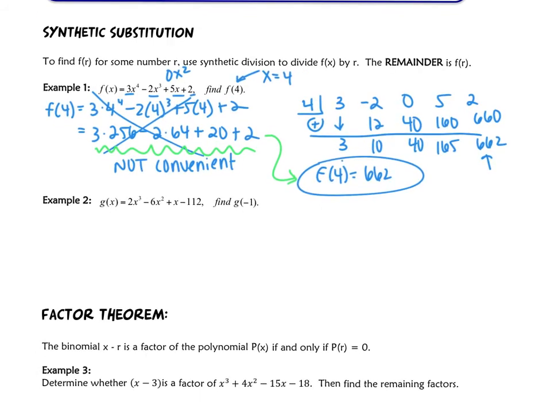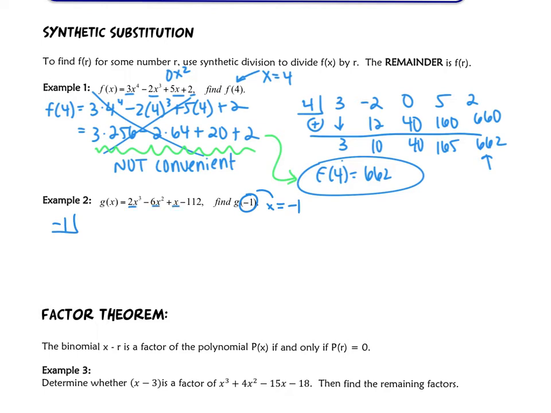Okay, let's do example number 2 together, please. We are finding g of negative 1. Again, that means that x is equal to negative 1. We could plug negative 1 into the equation and find it that way. But I want us to review or to try again this synthetic substitution. So we're going to be dividing by negative 1.